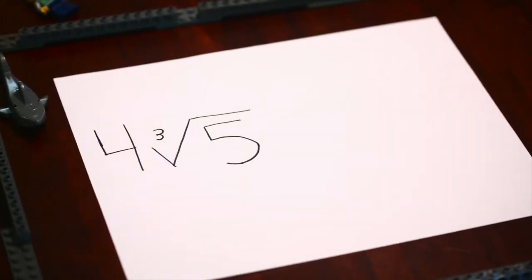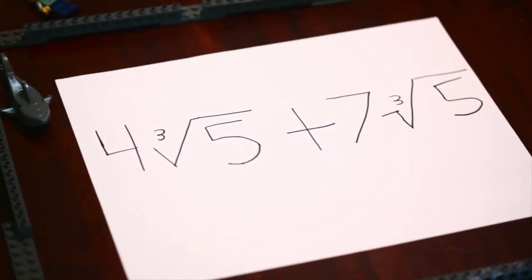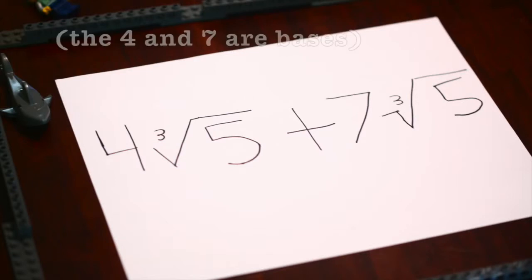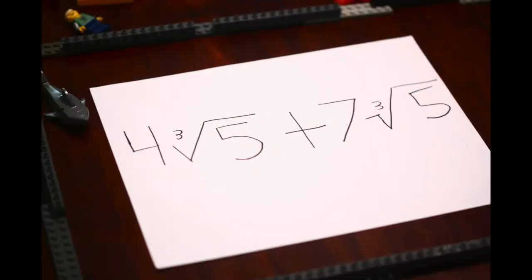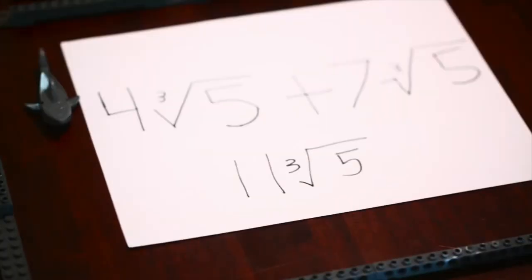The problem here is 4 cube roots of 5 plus 7 cube roots of 5. You can only add these together when you have the same base. So it would be 11 cube roots of 5.